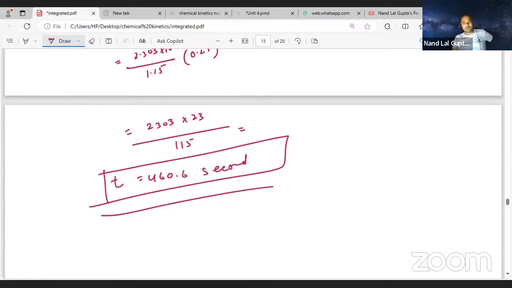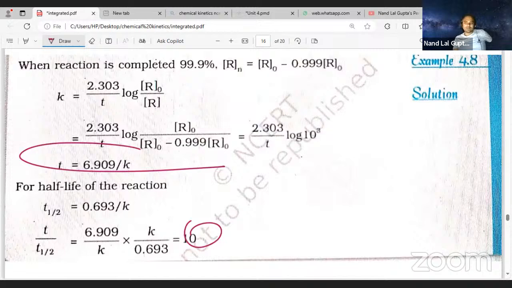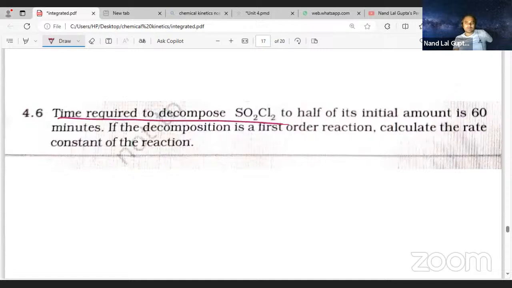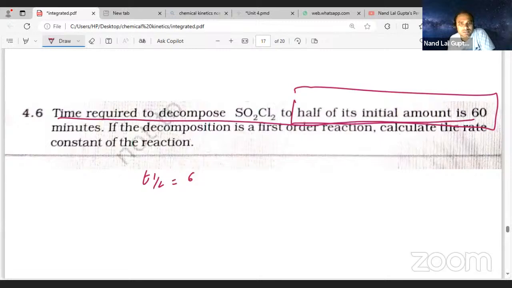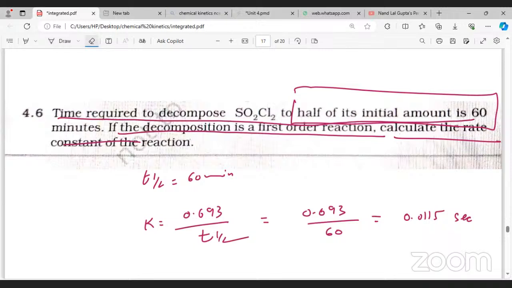Okay. Now the last question, this one we have already done 10 times. This is the first order reaction: calculate the rate constant, the time associated with half of its initial amount is 60 minutes. So T1/2 is equal to 60 minutes. If the decomposition is a first order reaction, calculate the rate constant. So K is equal to 0.693/T1/2, so 0.693/60. It is going to be 0.0115. This is the minute inverse, not second inverse. Can you check the answer of this one? Minute inverse.